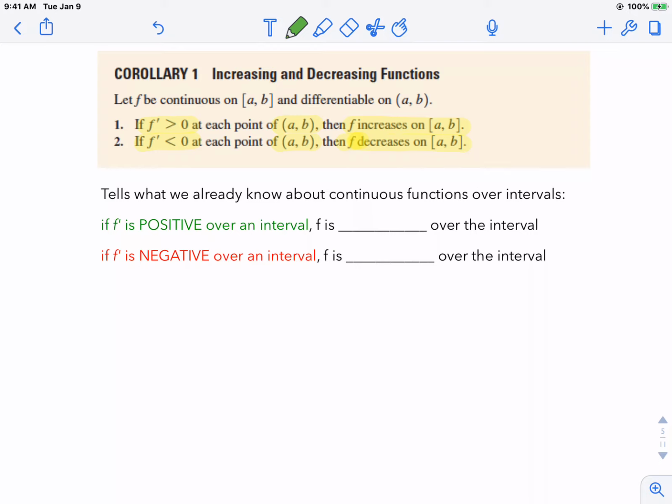So if it's a continuous function and the derivative's positive over an interval, then f is increasing over that whole interval. If the derivative is negative over the entire interval, then f is decreasing over that whole interval. If we change from a positive to a negative, or a negative to a positive derivative, then we have an extreme point. So if I change from a positive derivative to a negative derivative, I'm going to have a maximum. If I change from a negative derivative interval to a positive derivative interval, then I'm going to have a minimum.